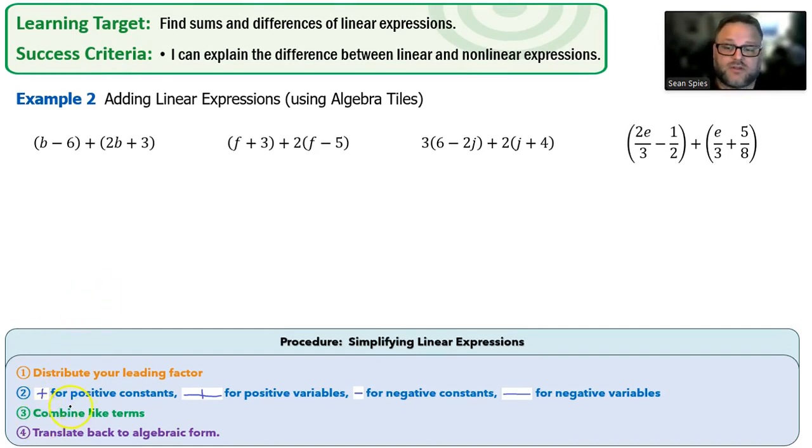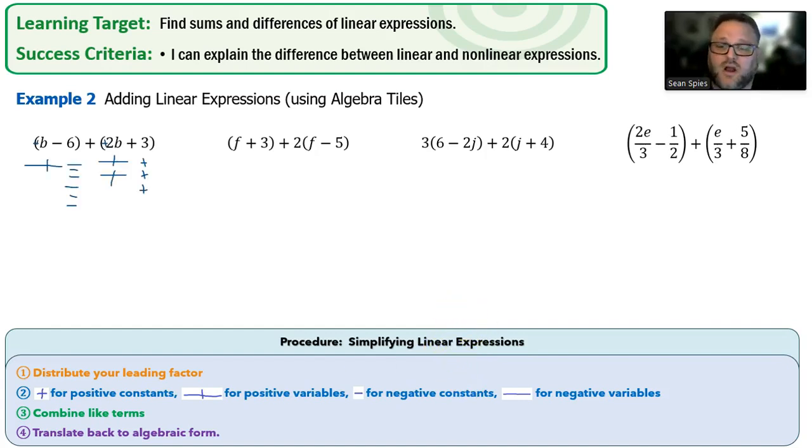So a small plus sign means a positive constant. A long positive means it's a positive variable. A small negative or minus sign means it's a negative constant, and a long negative means it's a negative variable. So let's see how we can use that.